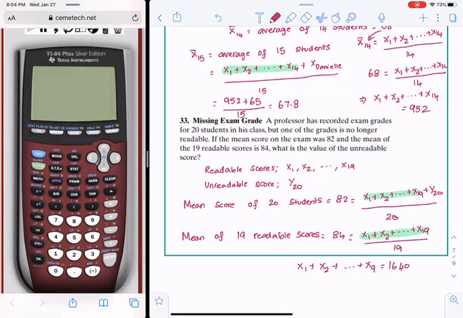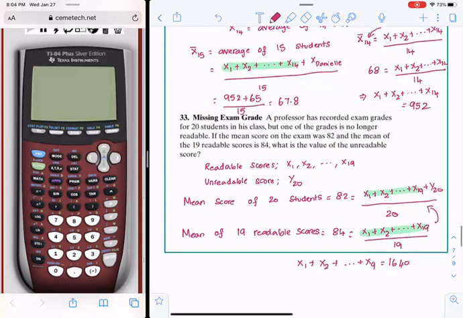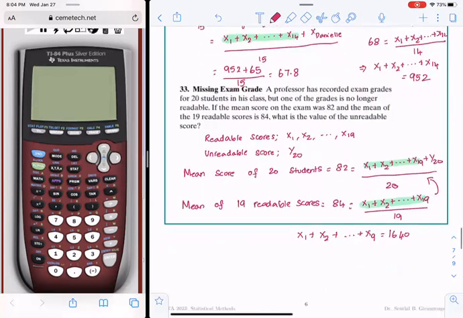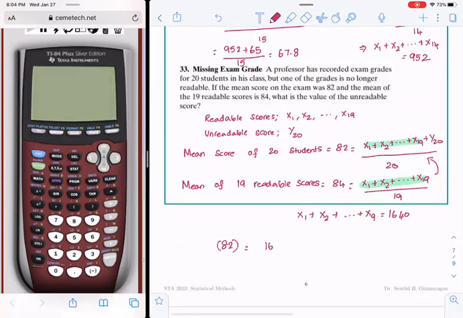Now we could take that, plug it in the previous equation. So we will have 82 equals 1640 plus y20 divided by 20. And that would mean the missing value y20 would be 8220.